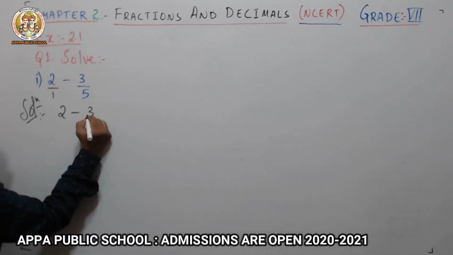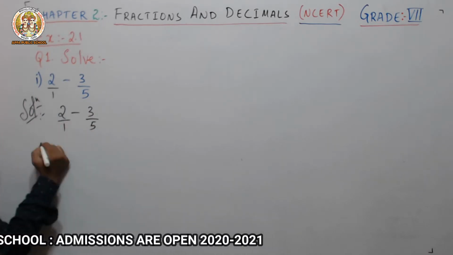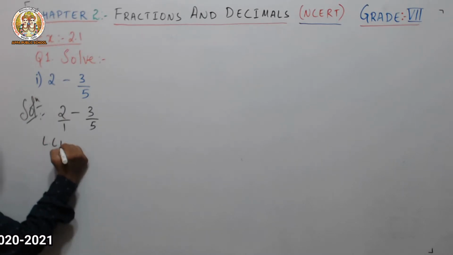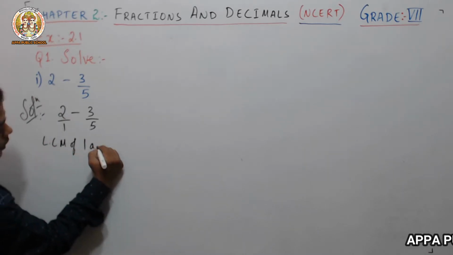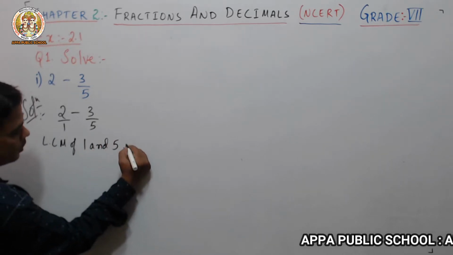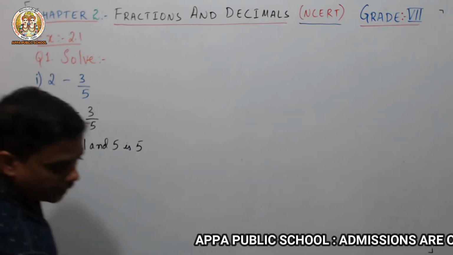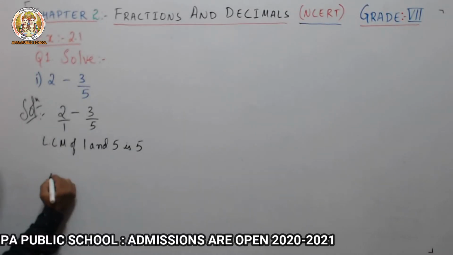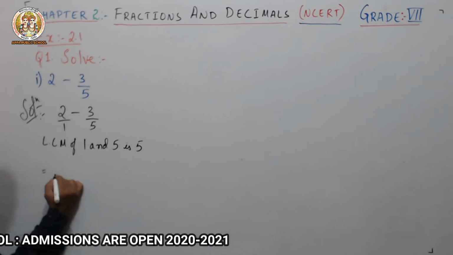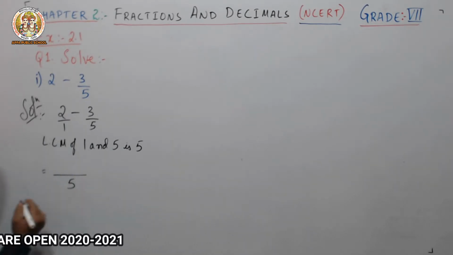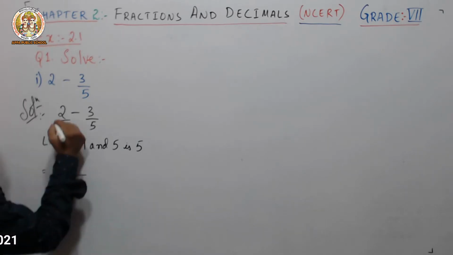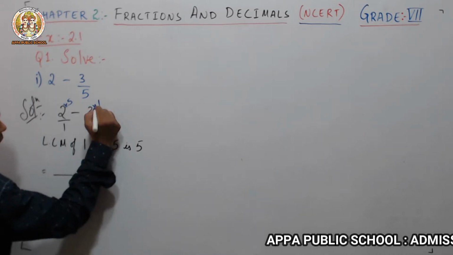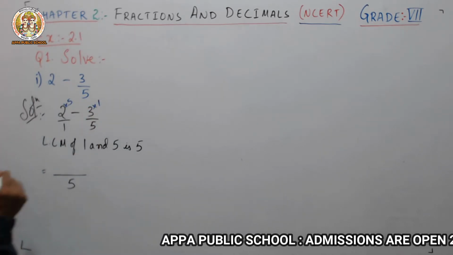2 minus 3 by 5. Here I'll take it as 1. LCM of 1 and 5 is 5. Next what I will do? I will write it as 4 divided by 5. Here in the 1 table how many 5s are there? 5 ones are 5. In the 5 table how many 1s are there? 1.